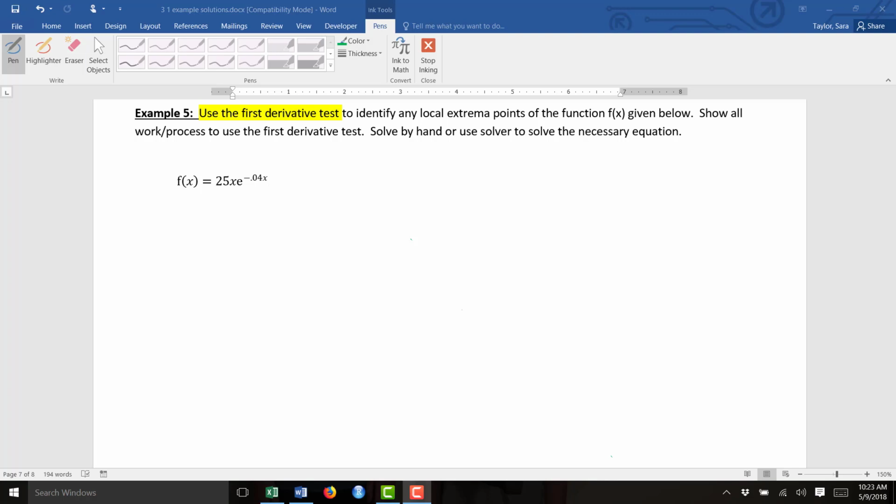This is Unit 3, Block 1, Example 5. We've been asked to find local extrema of this given function, so we need to find local max and local min of this f of x function. First, we need to find the derivative.